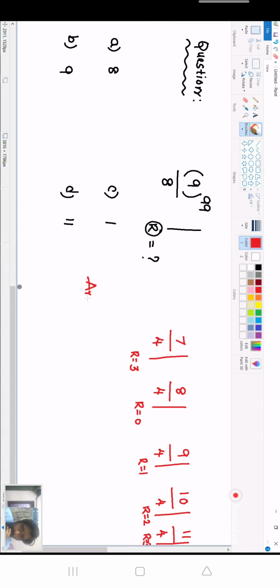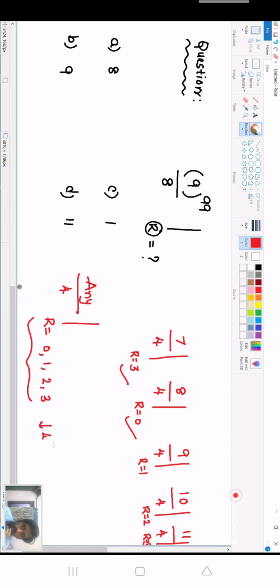If you take any number and divide it with 4, what are the remainders we are getting? Just observe: 3, 0, 1, 2, 3. That means if you are dividing any number with 4, the possible remainders are always less than 4. Those are nothing but 0, 1, 2 and 3. The remainder cannot be more than the divisor, and the remainder cannot be equal to the divisor. That is a basic point, you just keep it in mind.